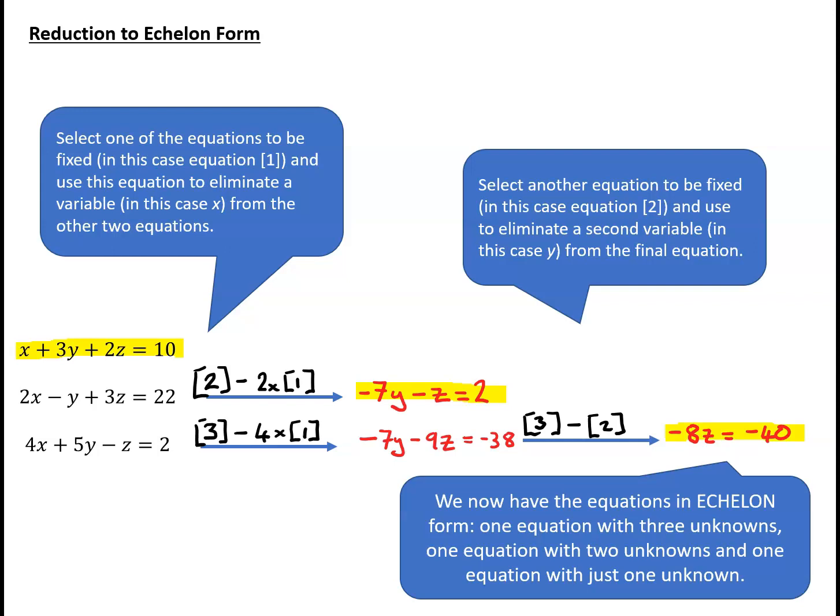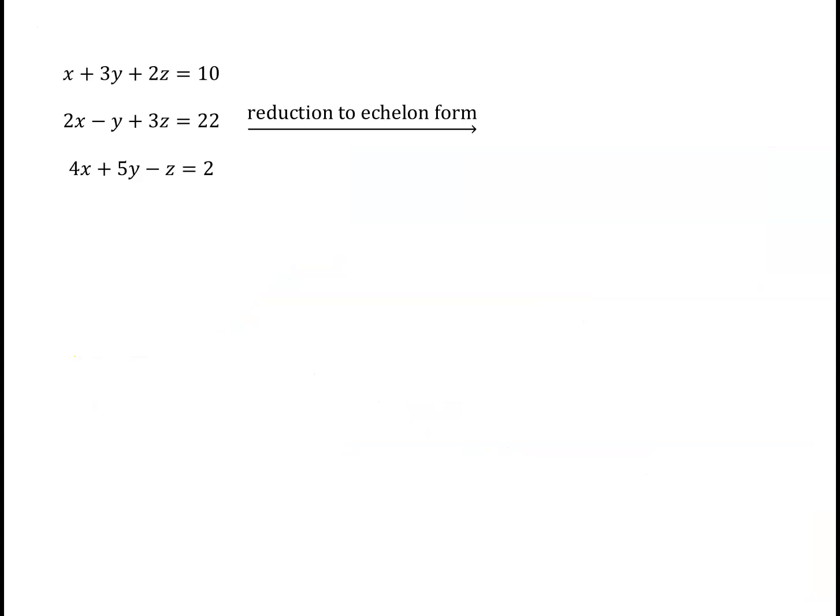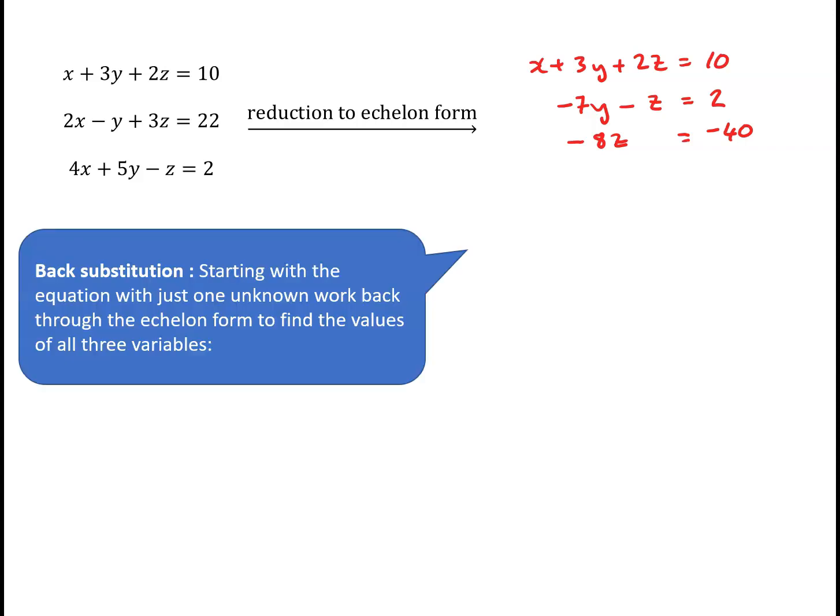So at this stage, I now have the 3 equations in what is known as echelon form. I have equation 1, which has got 3 unknowns in it. I've got equation 2, which now has just 2 unknowns in it. And my third equation has just got the 1 unknown in it. So we know that going through the reduction to echelon form gives me those 3 equations. The back substitution now is very easy.